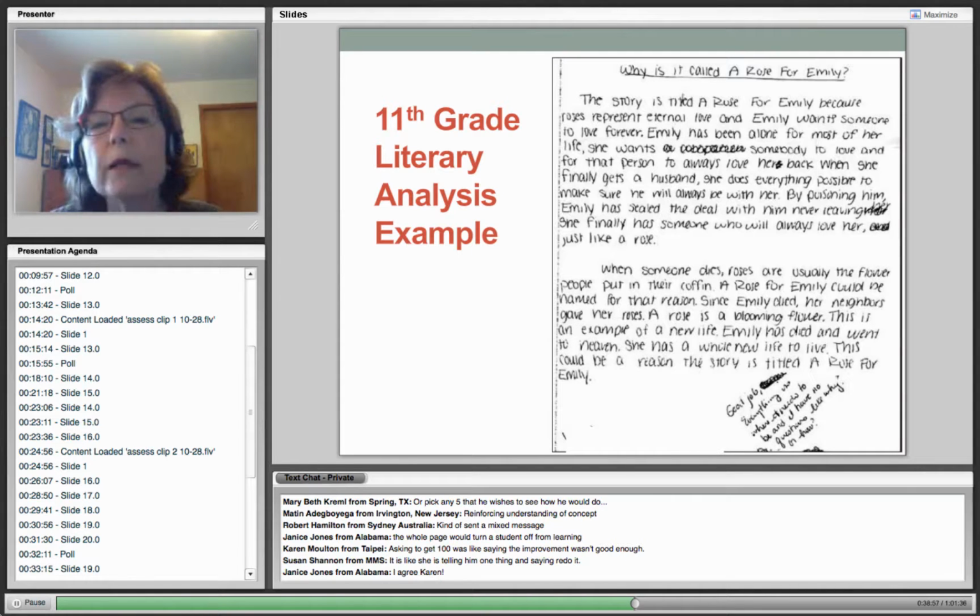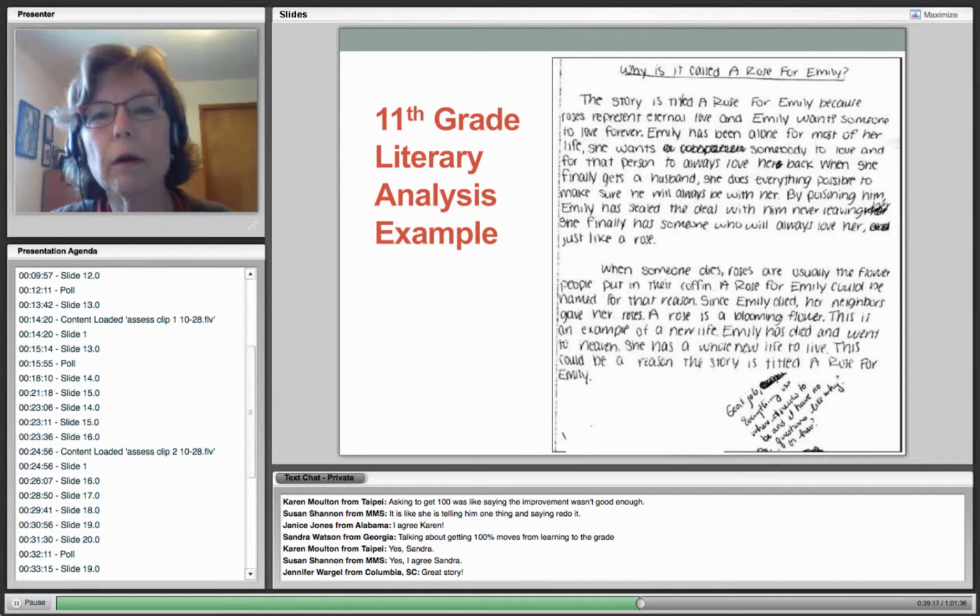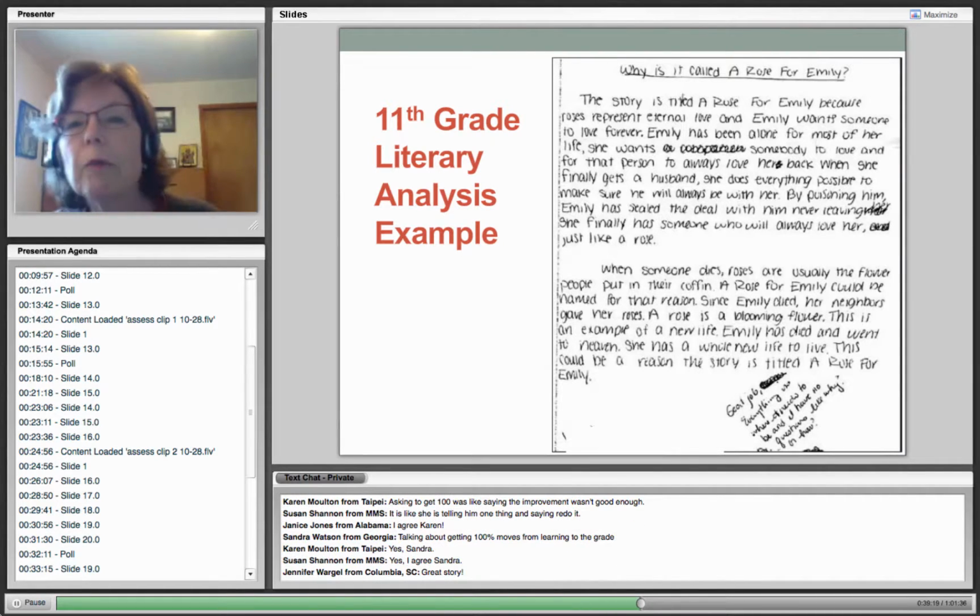the prompt was, why is it called A Rose for Emily? It's a short story. Why is it called A Rose for Emily when there is no rose in the story? So I'll give you a minute just to look. Hopefully you can maximize it. Yes, you can maximize it, because I just did.